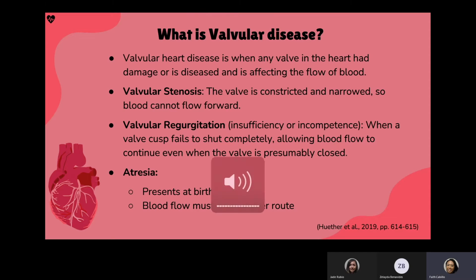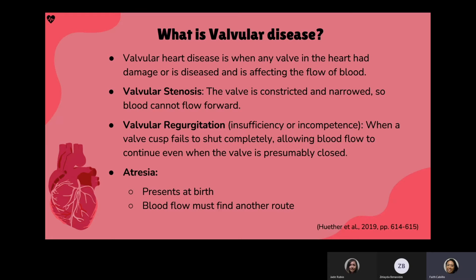The heart valves play a very important role in ensuring blood flows in the correct direction through the heart by preventing backflow. The heart valves include the tricuspid, mitral, pulmonary, and aortic valves. Patients with valvular heart disease have damage to a valve or valves affecting the flow of blood. This can be because the valve fails to close properly or the valve is unable to open all the way. Valvular stenosis is when the valve is constricted and narrowed so blood cannot flow forward.